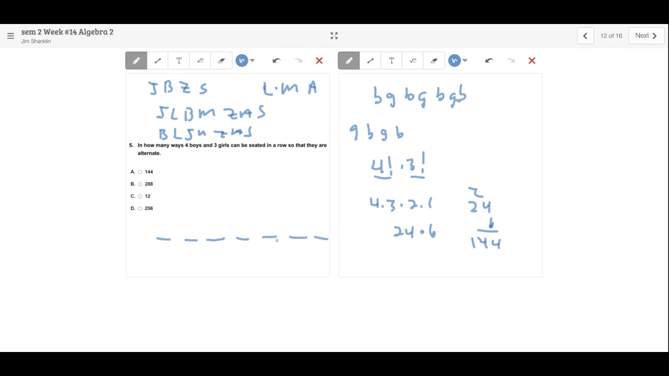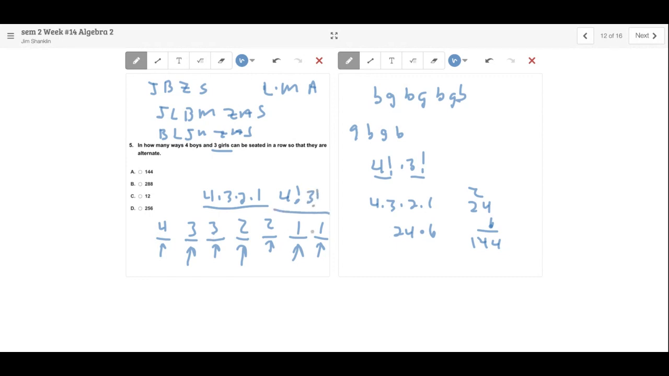1, 2, 3, 4, 5, 6, 7. How many ways can a boy sit here? 4. How many ways can a boy sit here? 3. How many ways can a boy sit here? 2. How many ways can a boy sit here? 1. There's only 4 boys, and there's 3 girls. How many ways can a girl sit here? 3. How many ways can a girl sit here? 2. How many ways can a girl sit here? 1. Well, that is 4 times 3 times 2 times 1. That's the boys, so that's 4 factorial. And then the girls, 3 times 2 times 1.